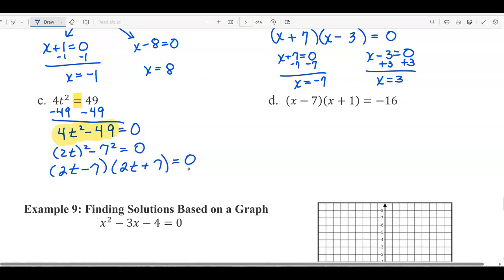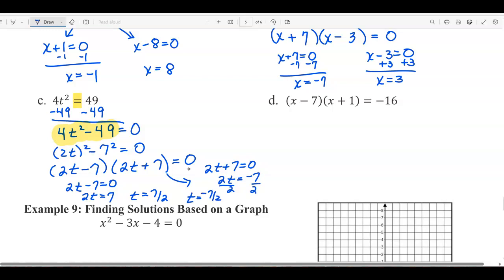I could then set each of them equal to 0 and solve. When I divide by 2, I get t equals 7/2. I could do the same thing here. I subtract the 7. I divide by 2. And I get t equals -7/2. So the first time we're encountering fractions when we solve, but that's okay. It's really just in the last step that we're dividing to do that.